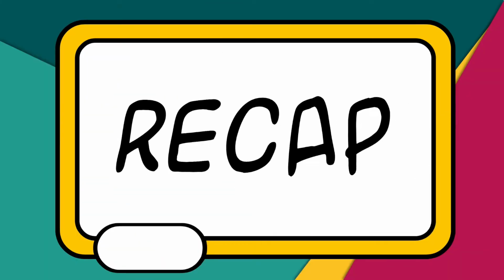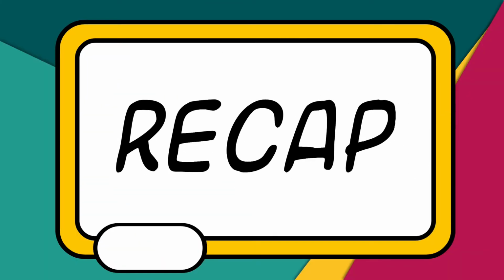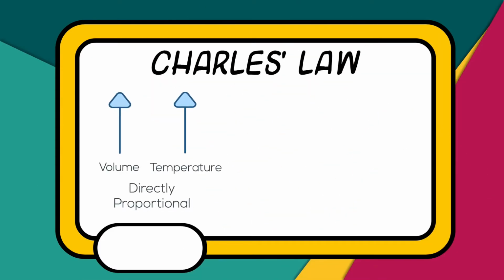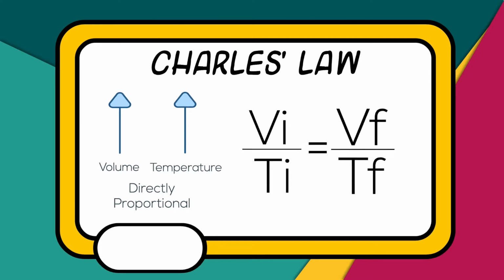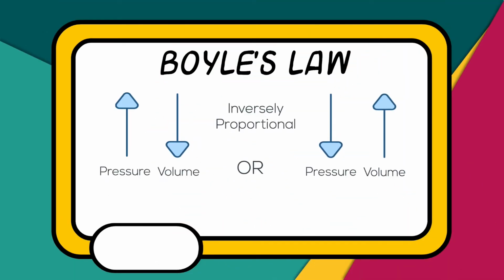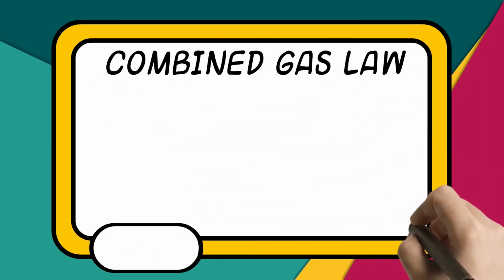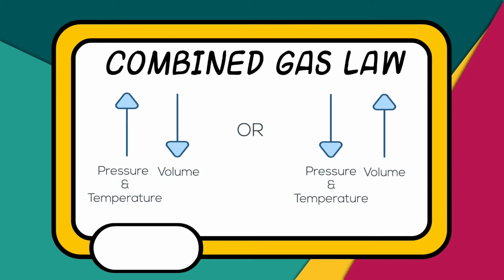Now, before we start solving, let's have a recap. So, in Charles' law, the relationship of volume and temperature are directly proportional. That's why it can be put into an equation such as V1/T1 = V2/T2. For Boyle's law, the relationship of pressure and volume are inversely proportional, which can be further simplified to the formula P1V1 = P2V2. Lastly, for the combined gas law, the pressure is directly proportional to temperature and inversely proportional to volume, which results in the formula P1V1/T1 = P2V2/T2.